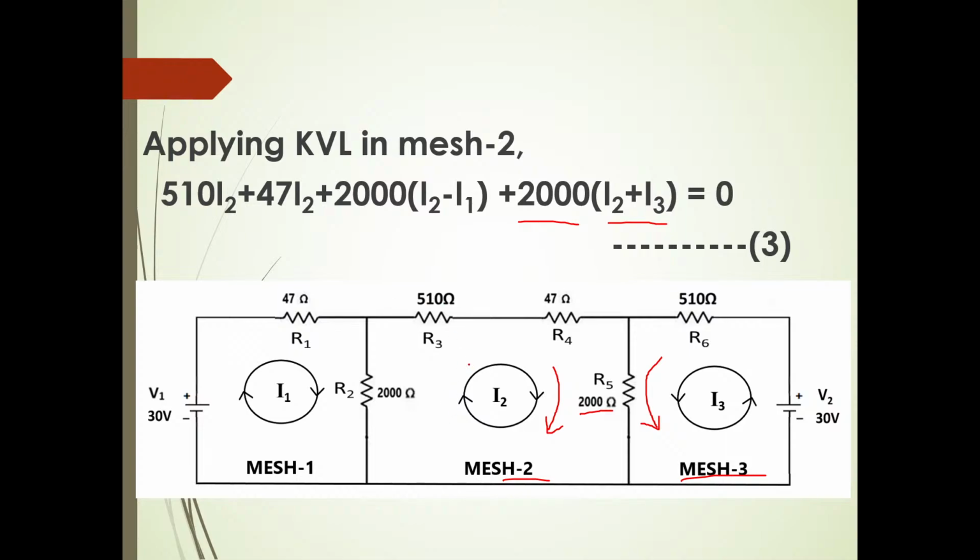I hope you have understood. So 510 into I2, the voltage drop across 510, plus the voltage drop across R4, 47 into I2, plus 2000 into I2 minus I1. That is it. Next, the voltage drop is 2000 into I2 plus I3, and that is equal to 0. Why 0? Because there is no voltage source in this mesh 2.